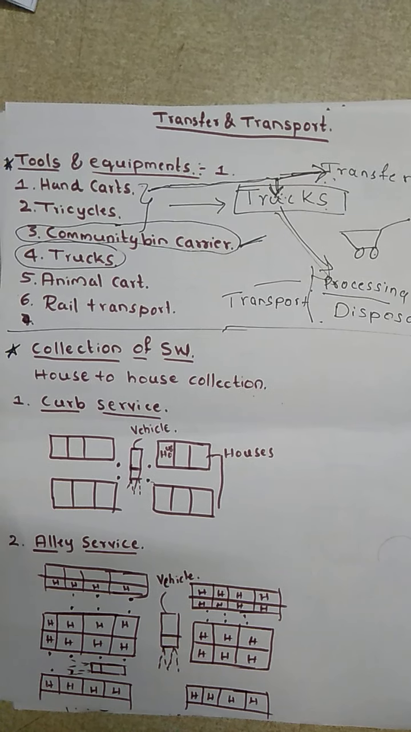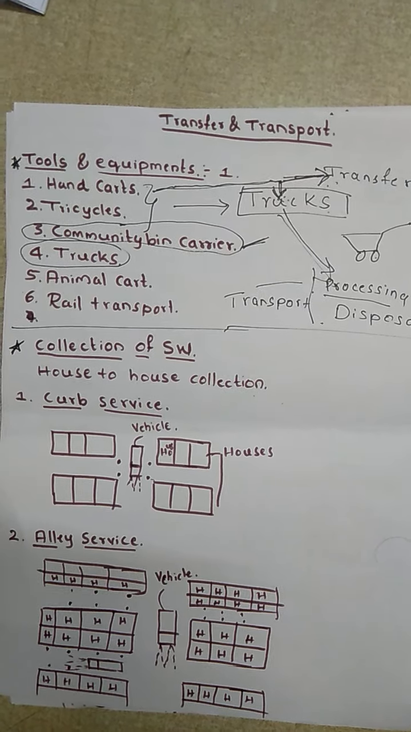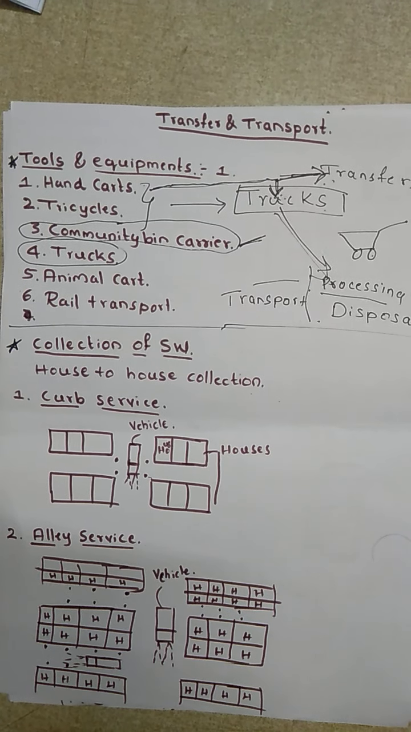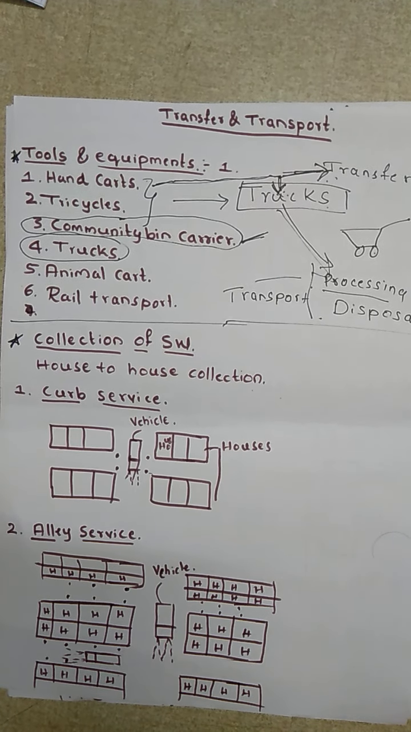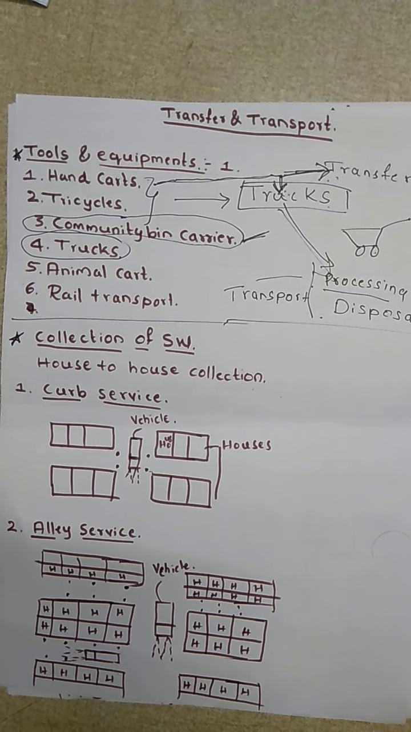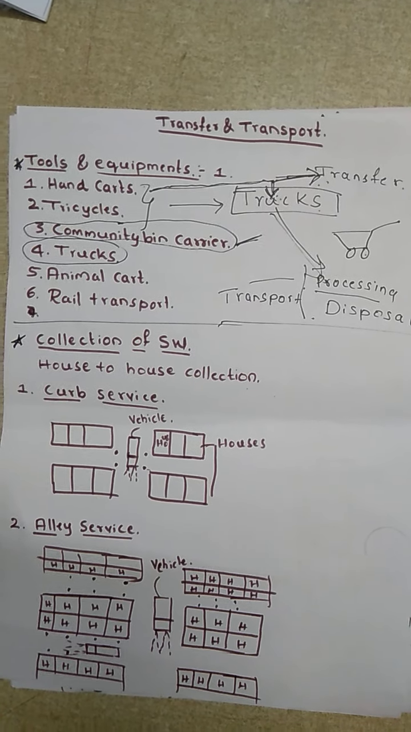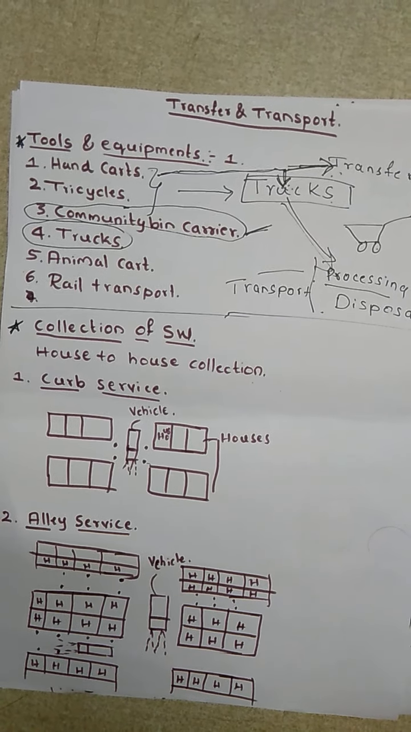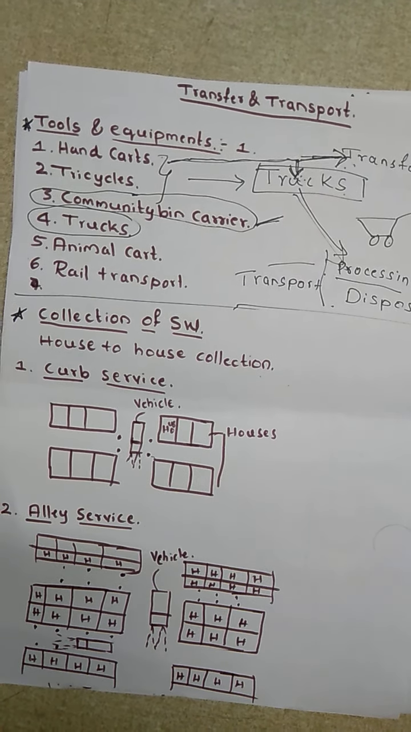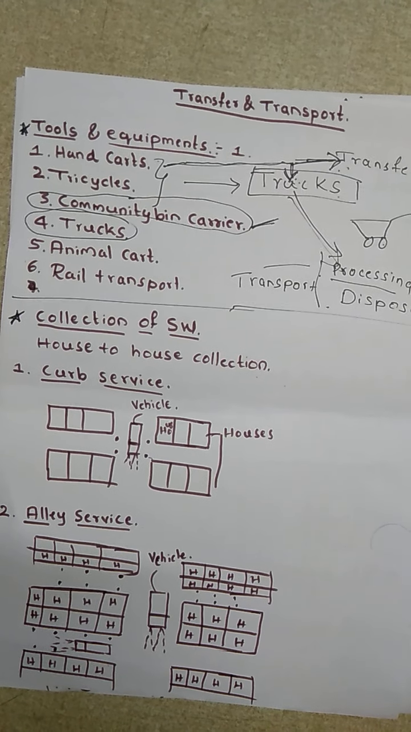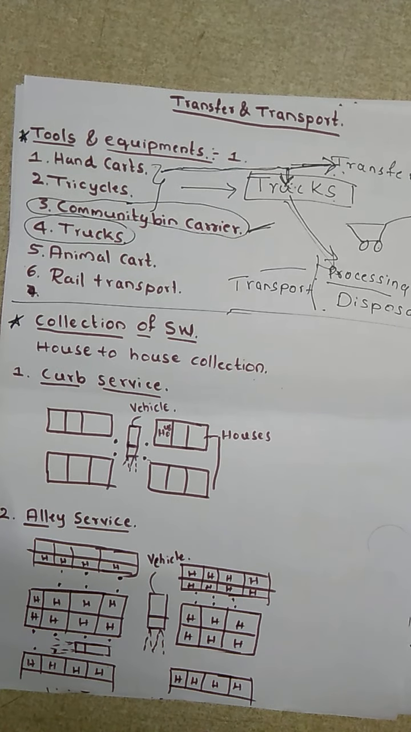In tomorrow's class, we will concentrate our study on the collection of solid waste by having the different services. That is, the curb system, alley system, then backyard service, set out, set back. Such systems we will see in detail with the help of a diagram, and this will be very important. Probably it is going to be important for your exam. So we will see the collection of solid waste using the different kinds of systems in tomorrow's class. Thank you.